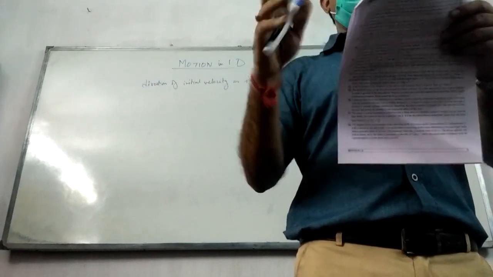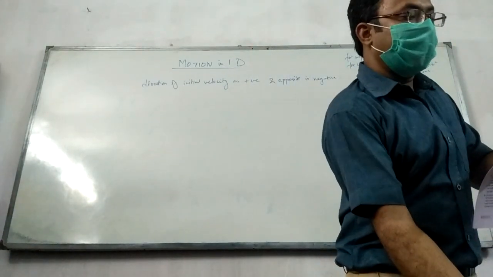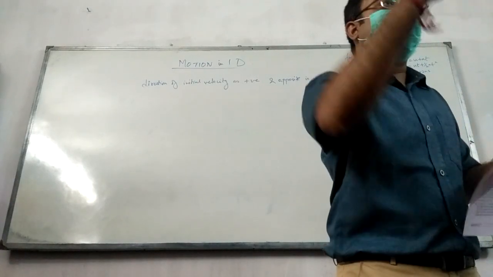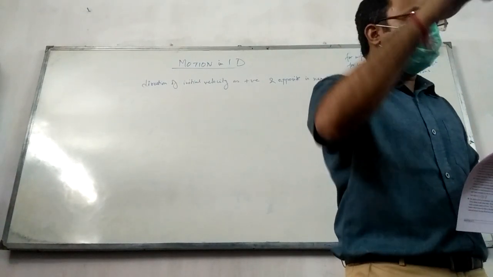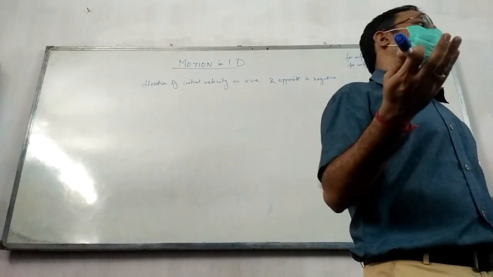And B, a tumbling figure slips off the edge of the table. So, when does it tumble? Tumbling means orientation changes. So, if orientation changes, you cannot consider it a point object.